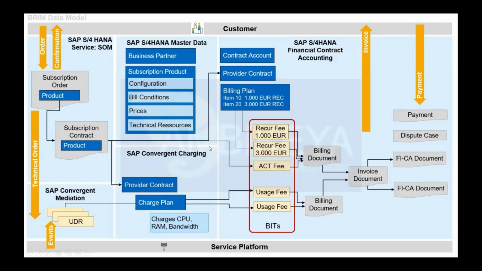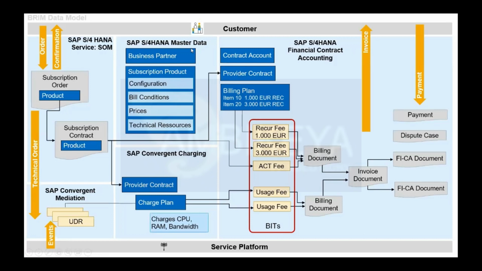And we also can have some more inputs like recurring fees for the service, which can come either out of the recurring charges of the convergent charging, or this is the other variant that we can have in place, that we use billing plans in convergent invoicing in order to create monthly recurring fees.